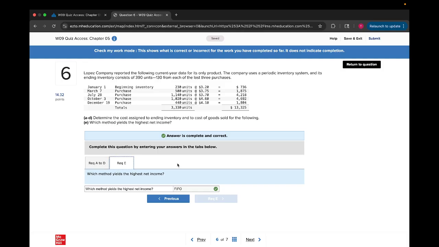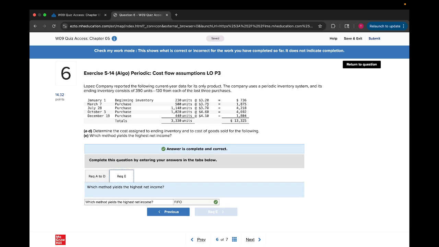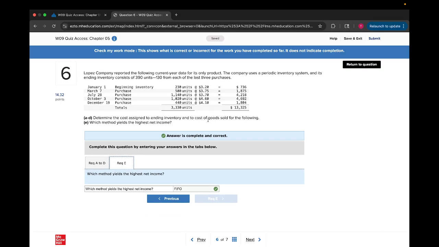The way that I found out that this was the answer is that FIFO tends to present a higher net income when the prices are rising, from what I've studied. As we can see throughout this year, the prices have been rising until December, when they dropped down to 410. So the price is going up. Under FIFO, that means the oldest costs are recorded as the cost of goods sold first. And what that means is the newer and more expensive units end up staying in the ending inventory and not in the cost of goods sold.